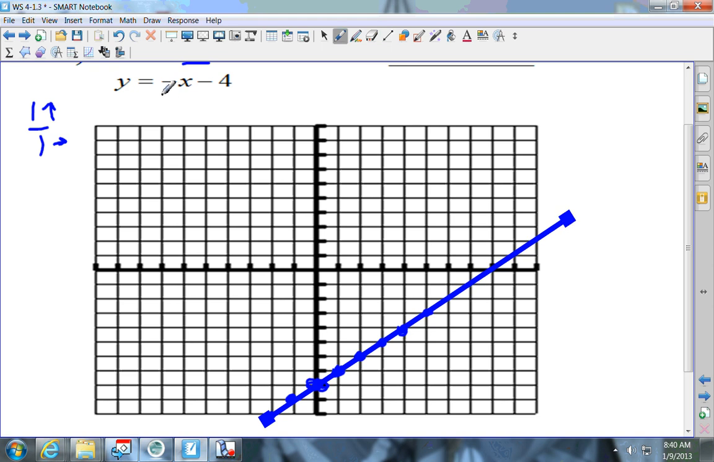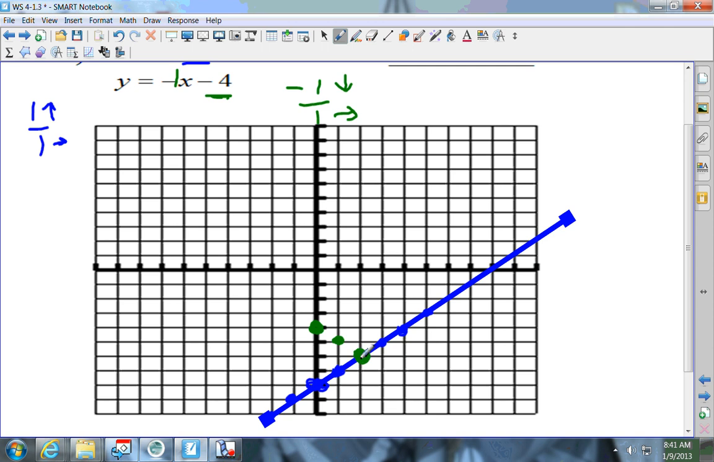The next one, let's start with, let's see, I've got -4. 1, 2, 3, 4. The slope is -x, which is -1. That's -1 over 1, telling me to go down 1 and to the right 1. So I start at the y-intercept, down 1 to the right 1, put a dot. Down 1 to the right 1.